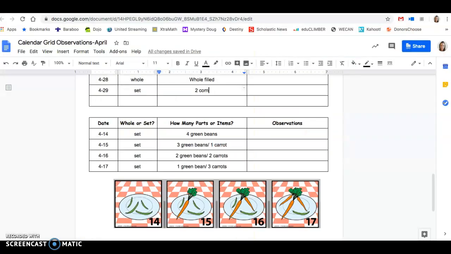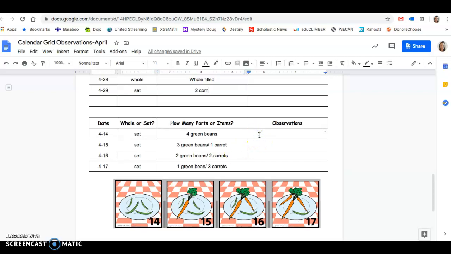So with that background knowledge, I want to go back to our observation grid and fill in the observations for the 14th through the 17th. And I've copied the cards right here so we can see them right next to our observation chart. Now in the first picture on the 14th, we know that all of these are sets, by the way, sets of vegetables on a plate. And it looks like I'm observing with my eyes, and I see on the first picture 4 green beans. And they're all green beans.